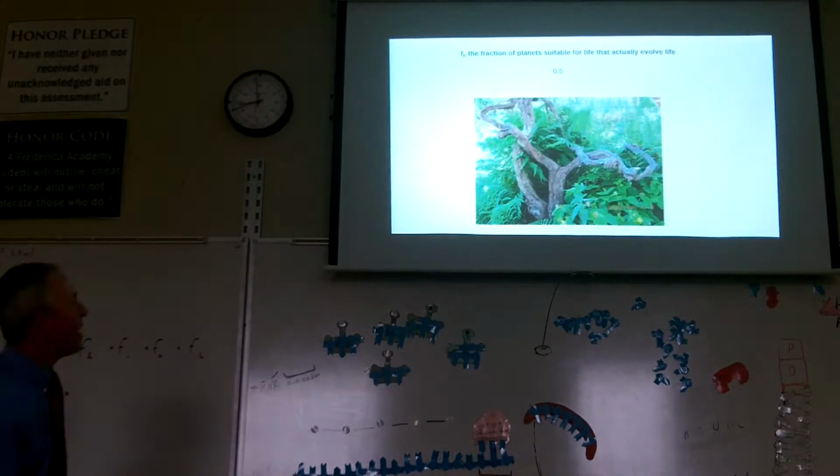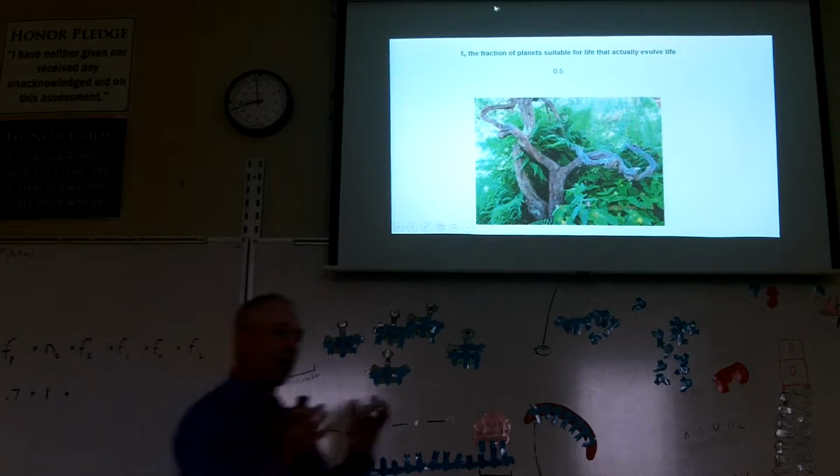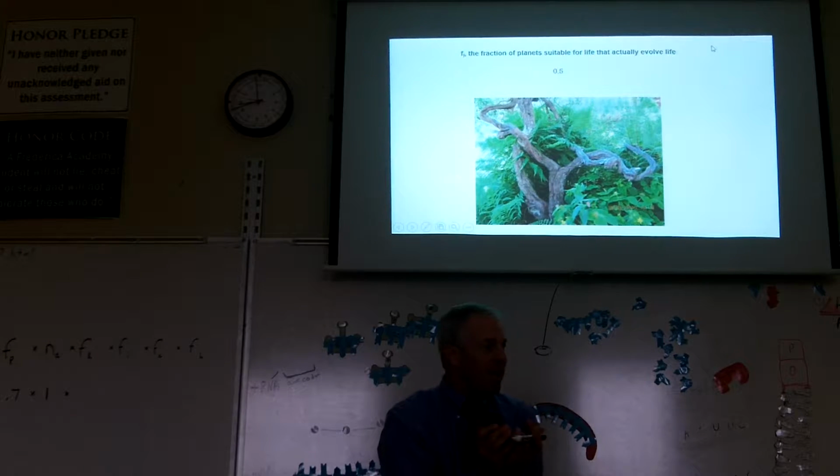Then we multiply by F sub L, the fraction of planets suitable for life on which life actually evolves. So we're giving that 0.5. We're saying if it's a planet in the Goldilocks Zone, what are the odds that life actually comes about on it?